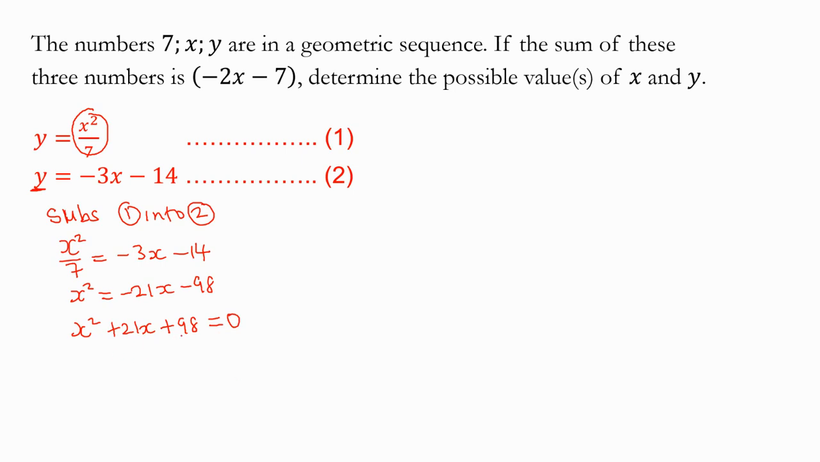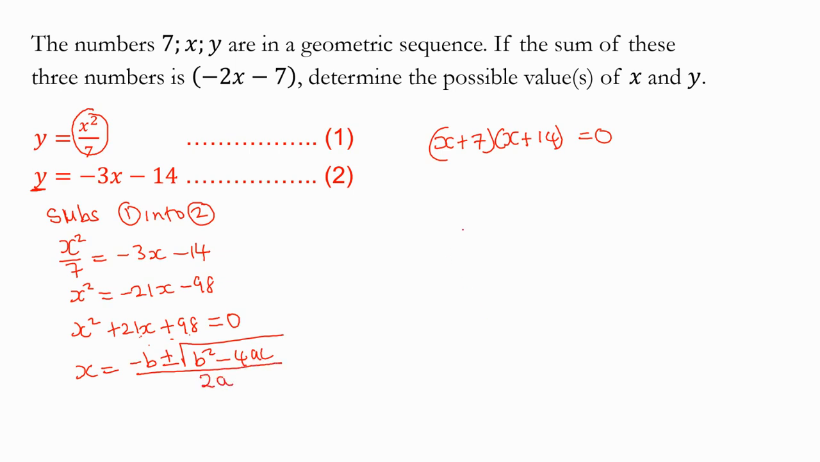And then we're looking for the factors of positive 98 that will give us 21. It should be 7 and 14. So it's going to be x plus 7, x plus 14 is equal to 0. If factorization gives you problems, you can use the quadratic formula: x is equal to minus b plus or minus the square root of b squared minus 4ac, all over 2a. You can use that. Right, so we get that x is equal to negative 7 or x is equal to negative 14.